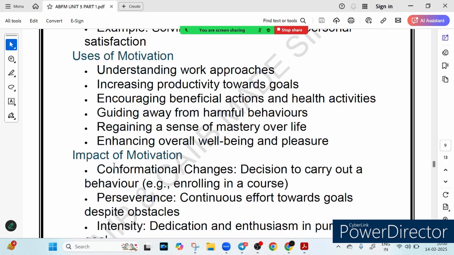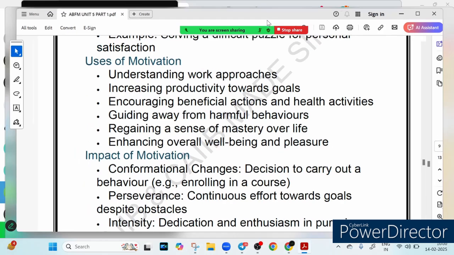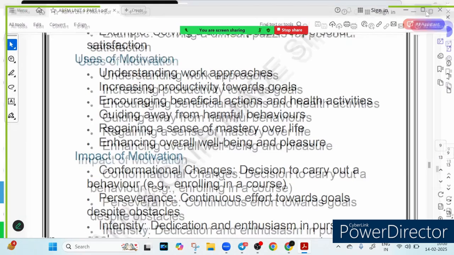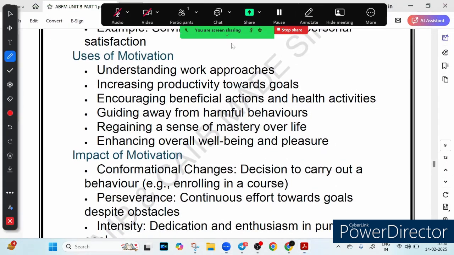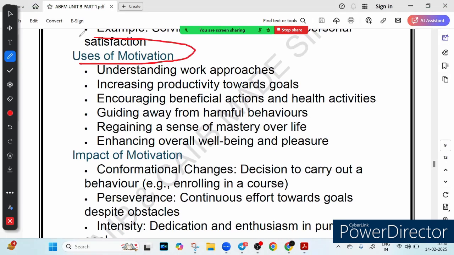Now let's talk about what is the use of motivation. How does motivation shape our life, right? Let's talk about the uses of motivation now. The first point is that it helps you understand the work approach. Ever wondered why some people work smart while others struggle? Motivation helps us find the best way to approach tasks, making work easier and more effective.